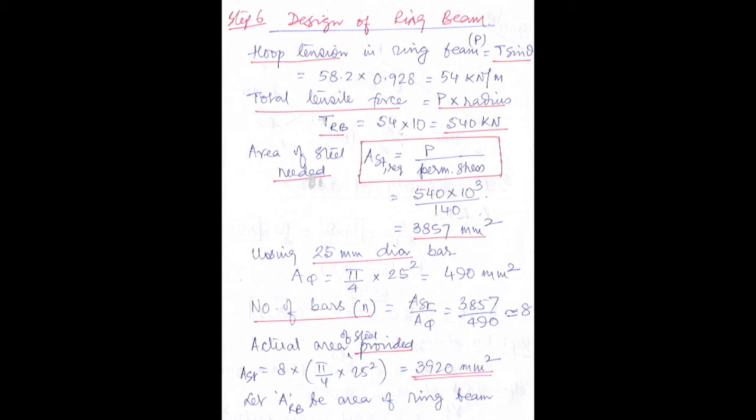So here you assume that you provide a 25 millimeter diameter bar. Okay, if you don't have an idea, you can start with 20. In that case also, the number of bars needed will be more. The diameter of the bar you will come to know by practicing more problems. Then you will get some idea of how much to take.